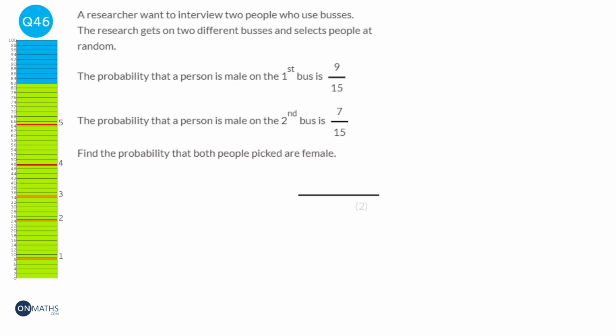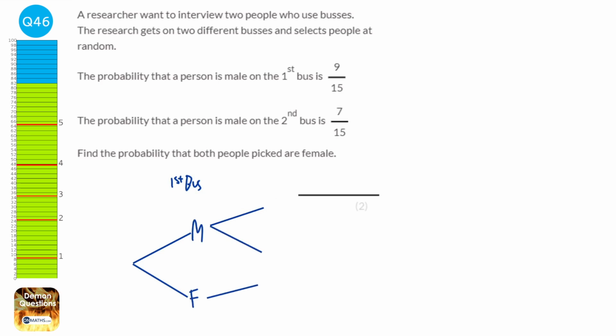There are a few different ways you could answer this question. I'm going to do it with a tree diagram, but you didn't need to draw a tree diagram to answer this question. So we've got our first branch, which is our first bus. And the choices are male and female. And we've got our second kind of branch, I suppose. And it's still male and female. And this is our second bus.